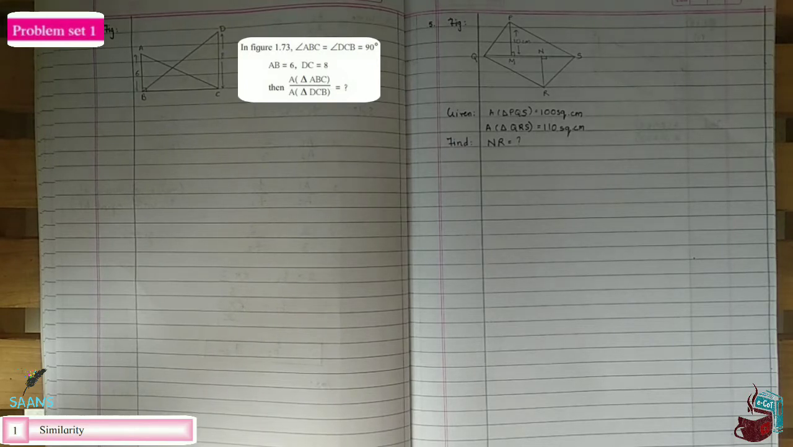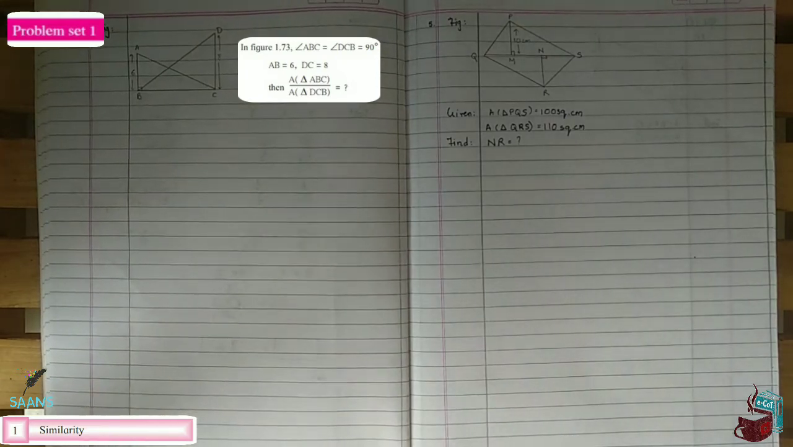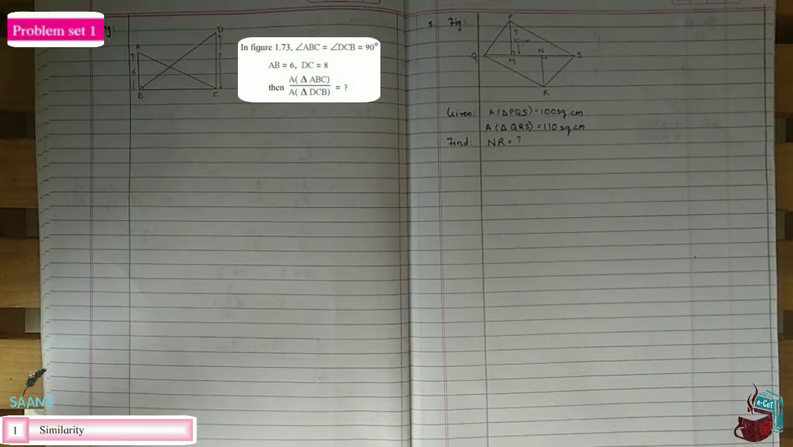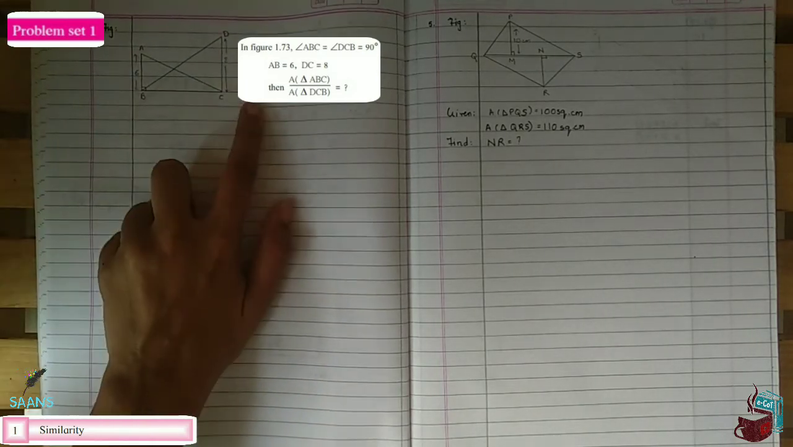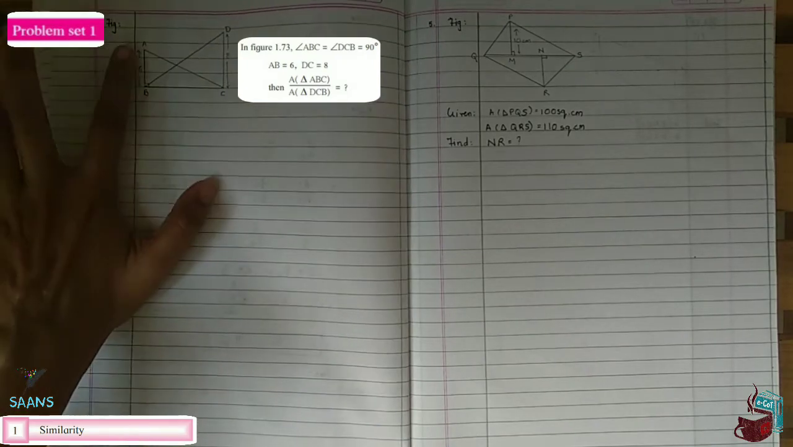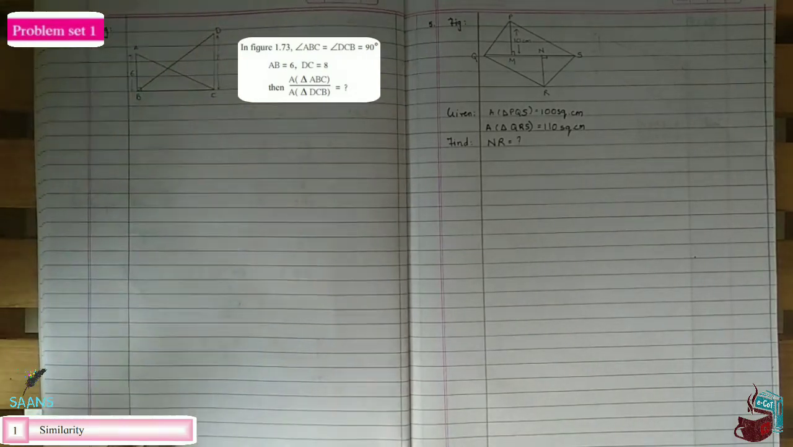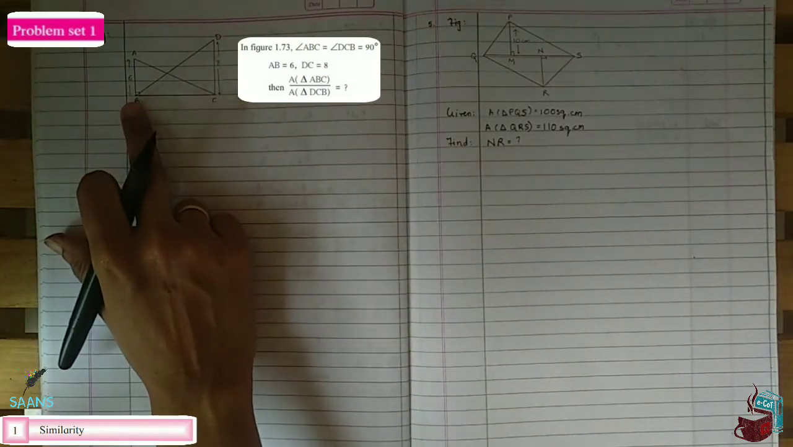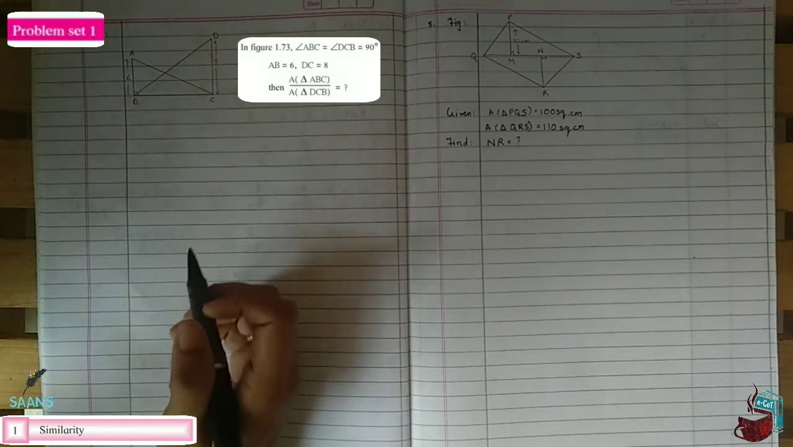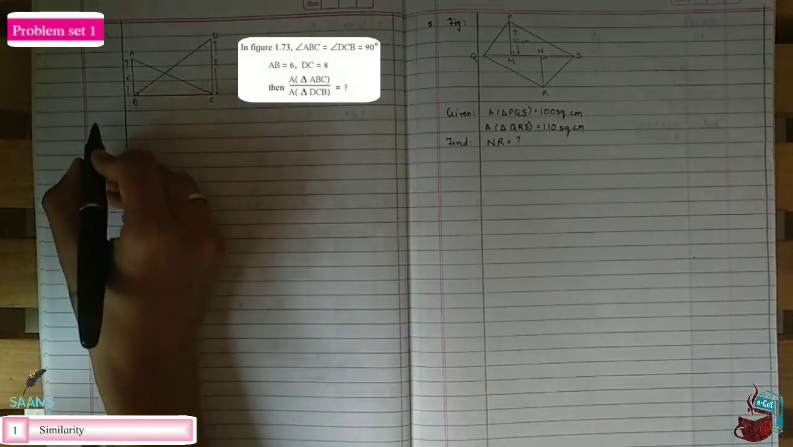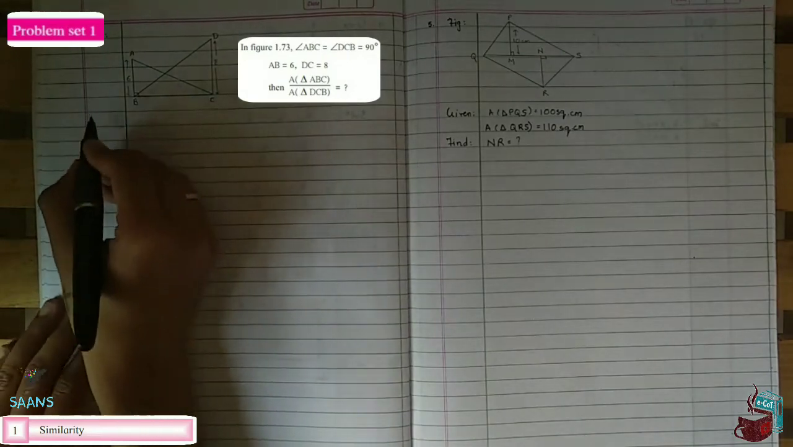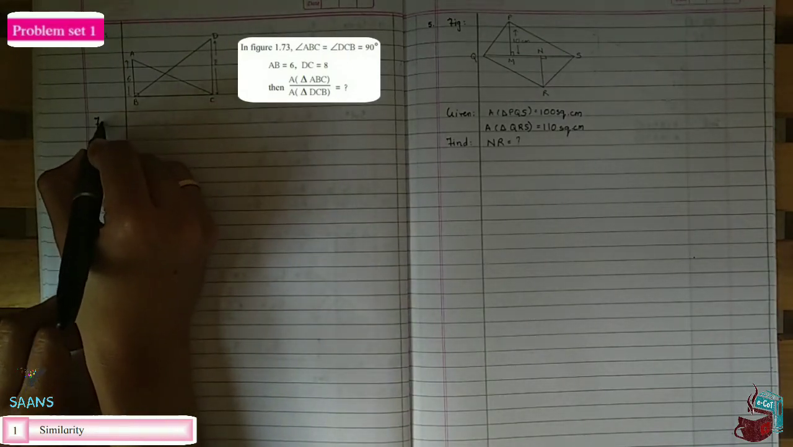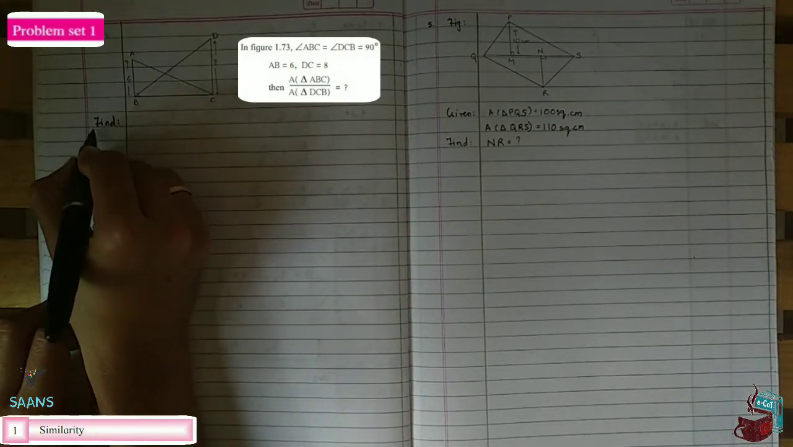Okay, here. So in the figure 1.3, angle ABC is equals to angle DCB. Okay, AB is equals to 6 and DC is equals to 8. Find area of triangle ABC and area of triangle DCB. Now kids, when you see such a thing only, you should understand कि base equal है. Okay, and we'll have to find okay the ratio of the area of the two triangles.